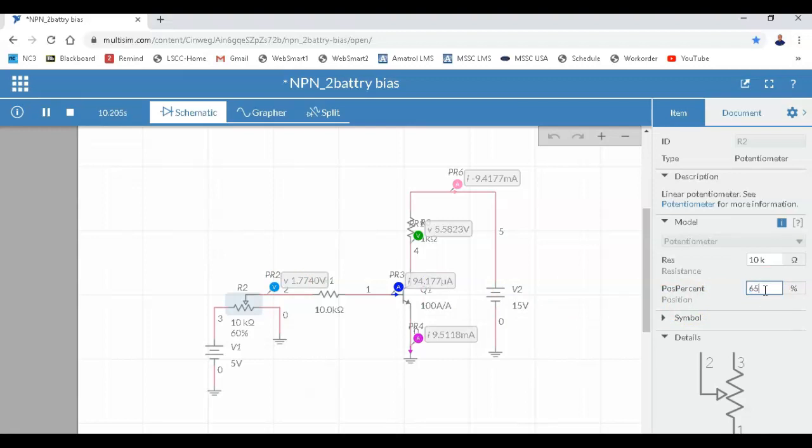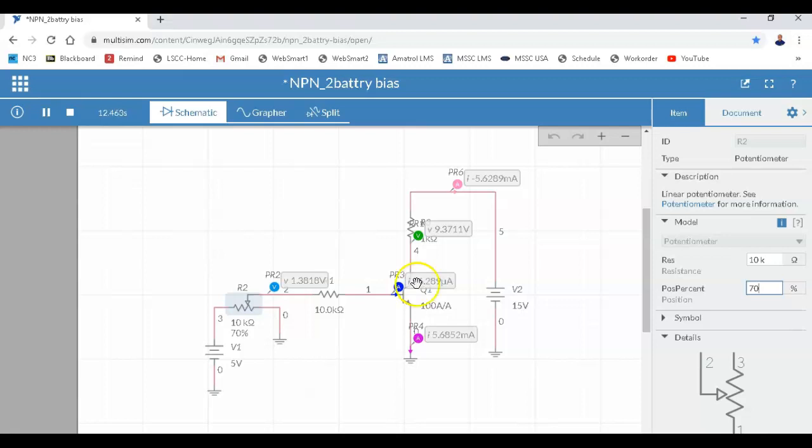So here's 65%. We're up to 7.47 volts across the collector. Here's 70%. It's at 9 volts. So y'all see what it's doing now is varying. My transistor's acting like a rheostat, right?